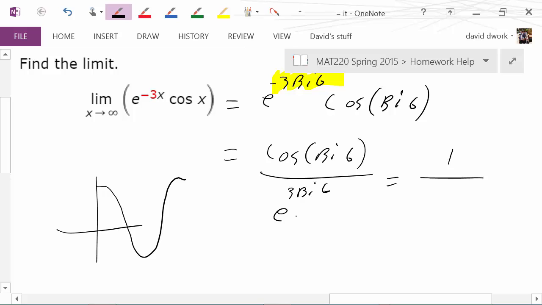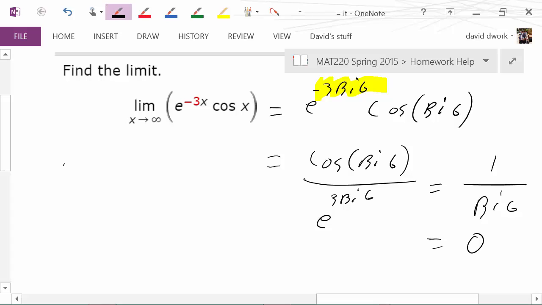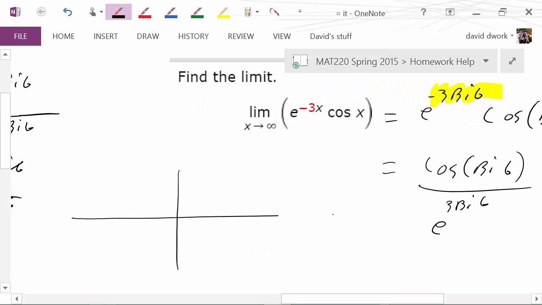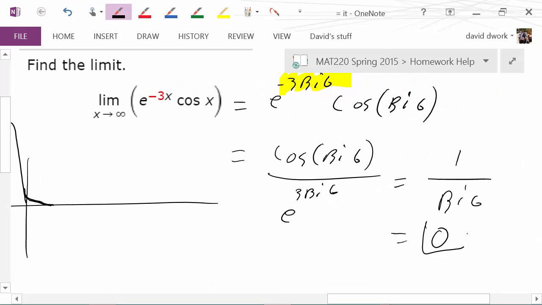Now, in the denominator, e times 3 big, that's just going to be something very, very large. So therefore, 1 divided by something very, very large is something very, very small. And if you go ahead and graph this whole function, what you'll see is very interesting. It ends up being something that oscillates very large, and then right here it ends up getting to 0 very, very quickly. So it supports that our limit is 0.